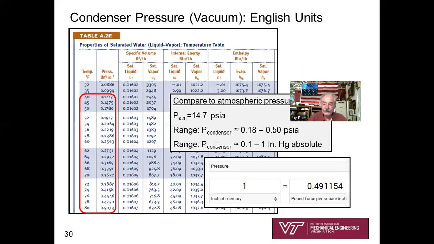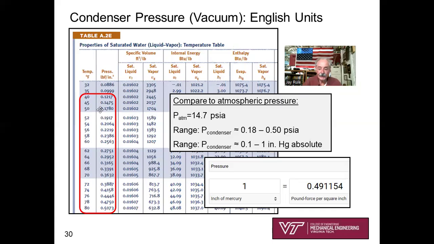Similarly, in the English system of units, typically we operate at pressures somewhere between 0.18 and a half of PSI absolute. And for those of you that have some experience, you say, well, what's that in inches of mercury absolute? That's going to be somewhere between 0.1 inches of mercury absolute, that's near total vacuum, up to 1 inch of mercury. That's pretty easily achievable. Okay, so those are just some areas of comparison where we're trying to close up the temperature difference between the condensing temperature in the condenser and the river water or cooling water temperature.